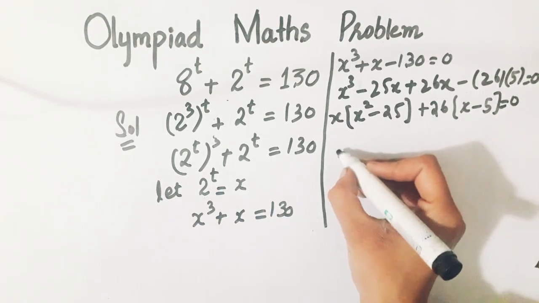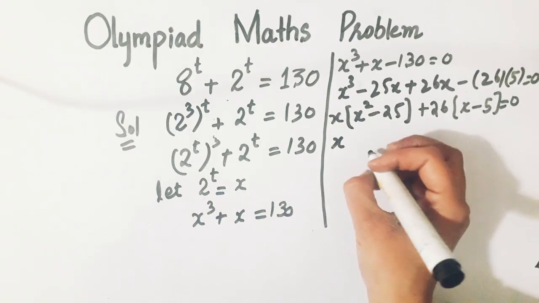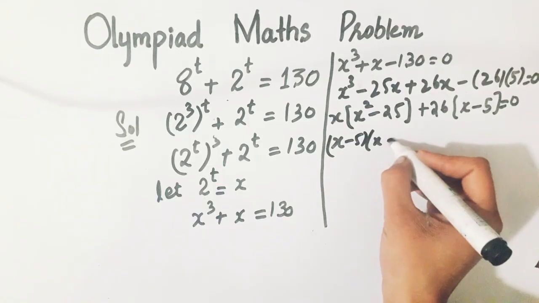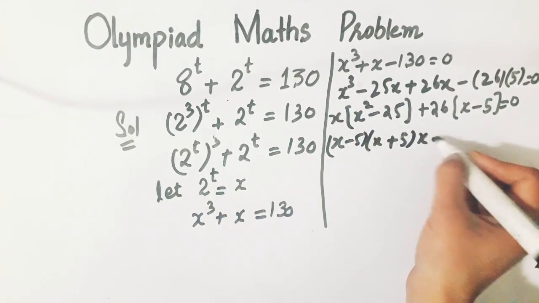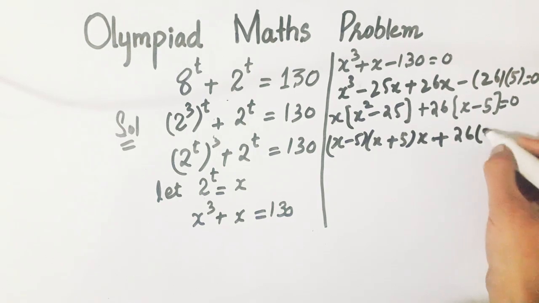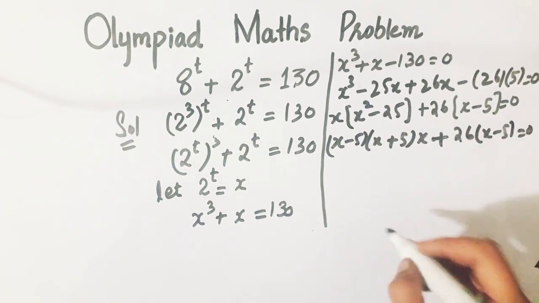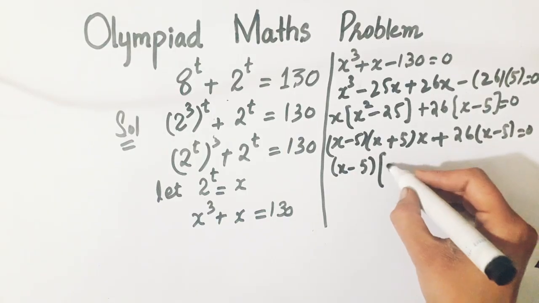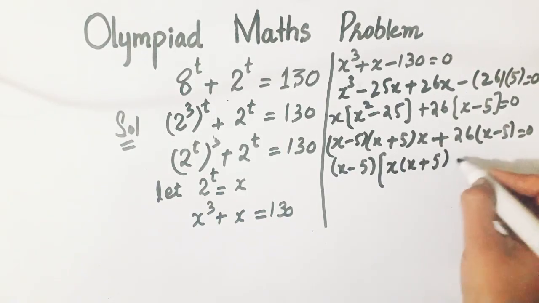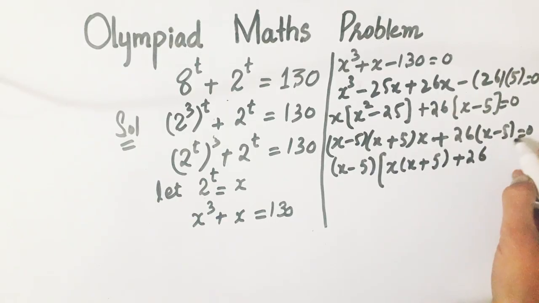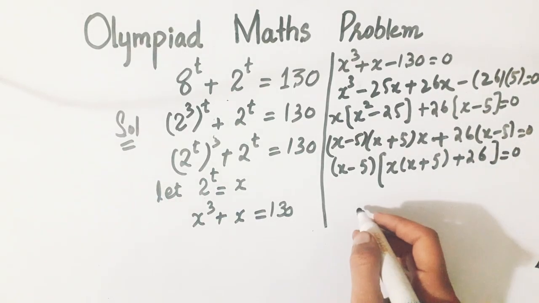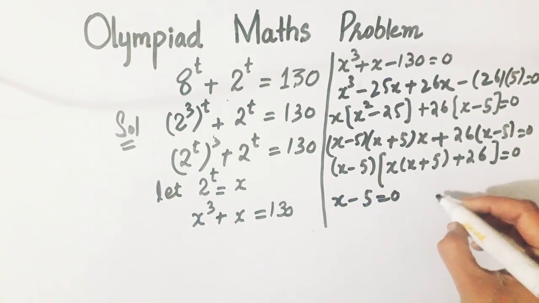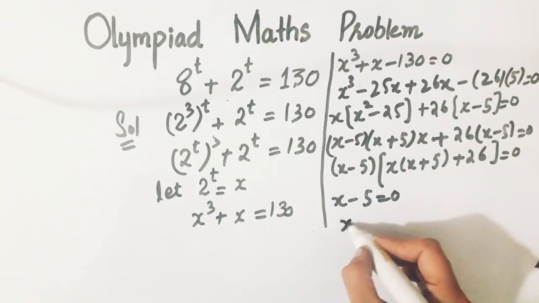Now x square minus 25 is x minus 5 into x plus 5, and this x is taken as common, plus 26 into x minus 5 equals 0. Now take x minus 5 as common. So remaining will be x into x plus 5, plus 26, equals 0. Now there are two factors. x minus 5 equals 0, so we get x equals 5.